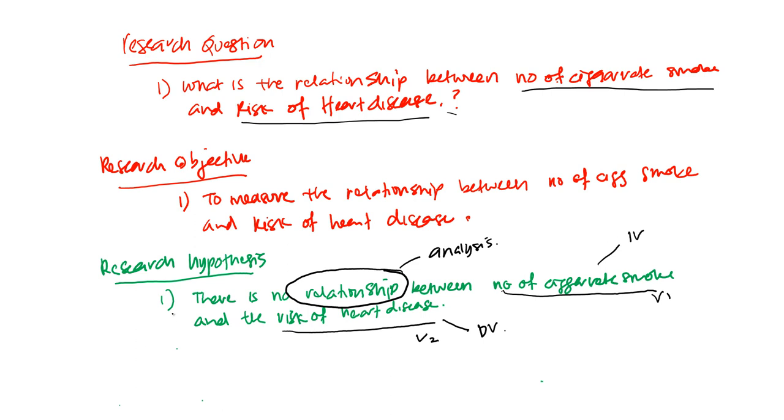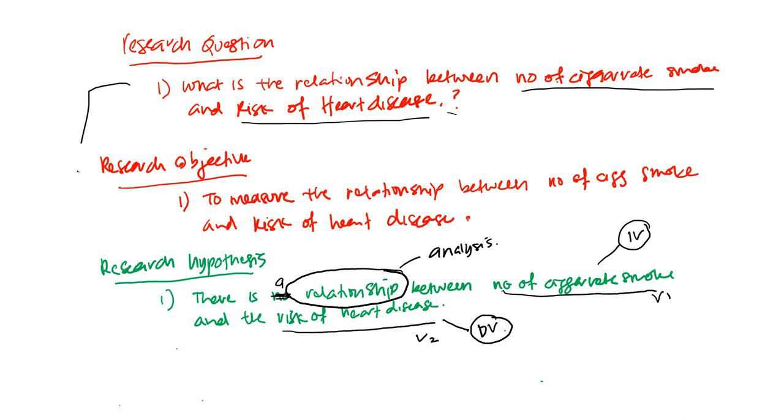And research hypothesis, you no need to put two, null hypothesis and alternative hypothesis. You pilih satu saja, tak kisah. Selalunya orang akan letak alternative hypothesis. Right, so you boleh letak, there is no relationship. This is a null hypothesis. You boleh translate to there is a relationship between number of cigarette smoke and the risk of heart disease. So this is independent variable, number of cigarette smoke, and the risk of getting heart disease is dependent variable. So we have two variables here. And this is the analysis that we want to do, which is relationship.